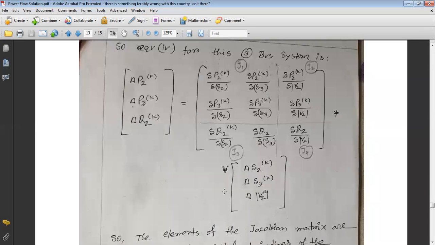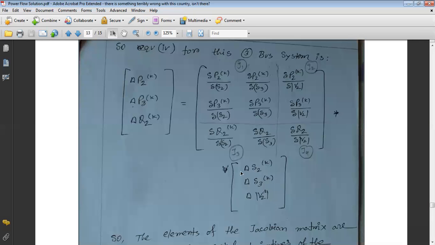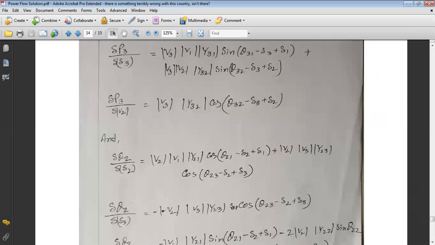Now we have to determine the correction matrix. The correction matrix should be on the left portion of the equation and all the others on the right side. If we want to move the Jacobian matrix from right to left, it should be an inverse matrix. So we have to invert this Jacobian matrix and multiply it with the power mismatch matrix. Then we will find the correction vector or correction matrix.